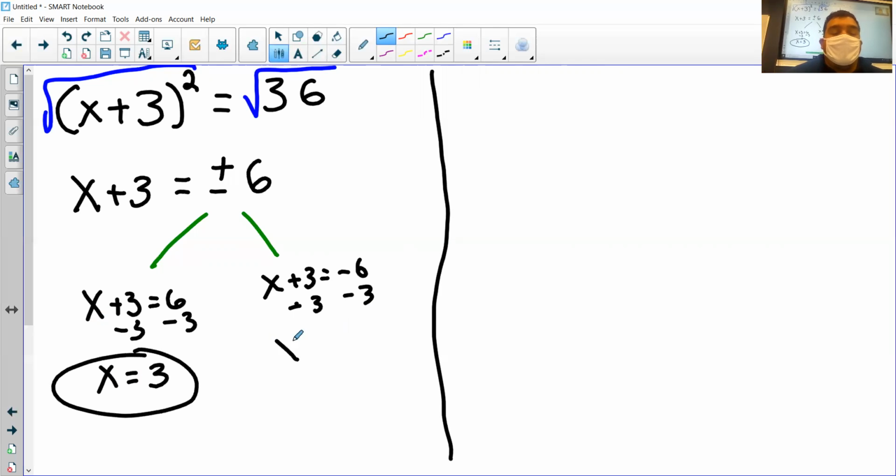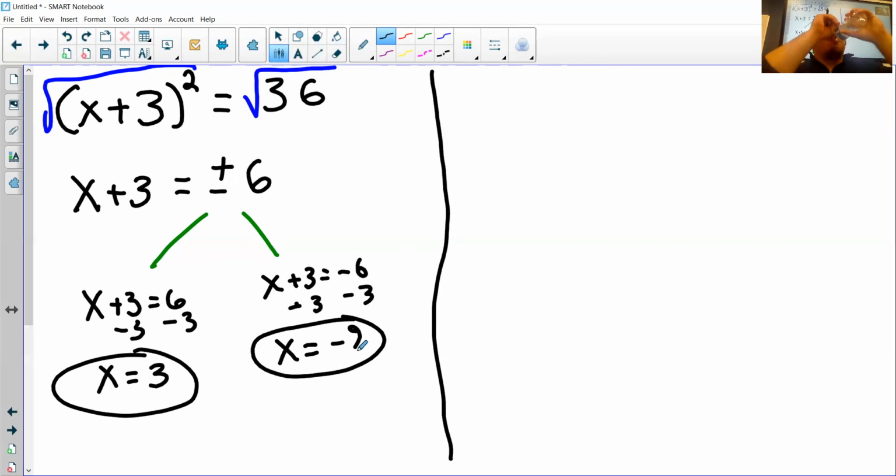3 and -9. So you're two. You got x equals 3, comma, -9. That's fine.